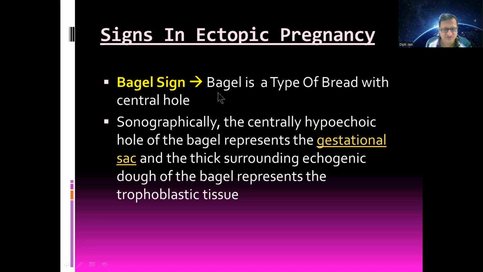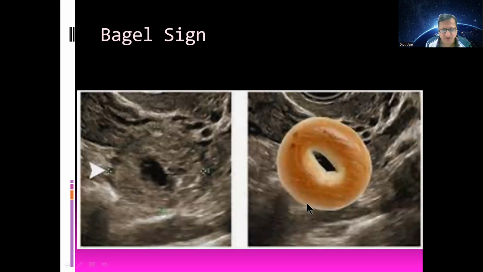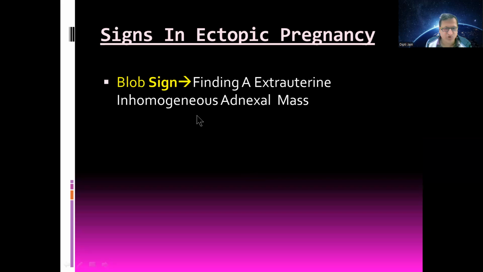There is the bagel sign. A bagel is a type of bread with a central hole. Sonographically, the centrally hypoechoic hole of the bagel represents the gestational sac, and the thick surrounding echogenic dough of the bagel represents the trophoblastic tissue. So this is the bagel, and it looks like a bagel. This is the bagel sign, where there is echogenic decidual reaction and hematoma, and a centrally anechoic area, that is the gestational sac.